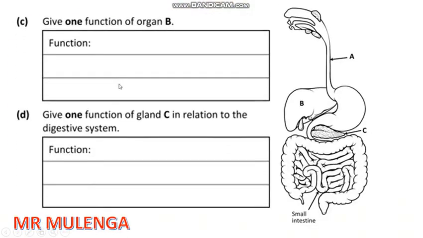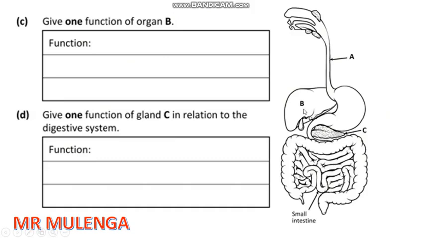So here is our question C. Our question C reads, give one function of organ B. So they want us to state one function of organ B, which we have said is the liver. So one thing we must know about the liver is that it is one organ in the human body that is very important. It's important because it performs a lot of functions that are very important for human life.